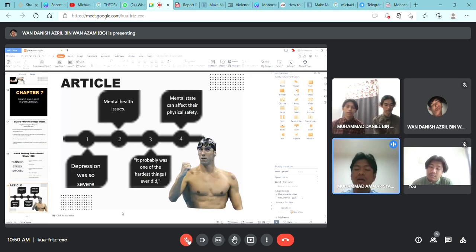For the article, firstly, the hardest thing to understand is that you can just put your mental health on a timeout, according to world champion swimmer Michael Phelps. For this point, depression was so severe. Second point, mental health issues. Third, it probably was one of the hardest things I ever did. For the fourth point, mental state can affect physical safety.